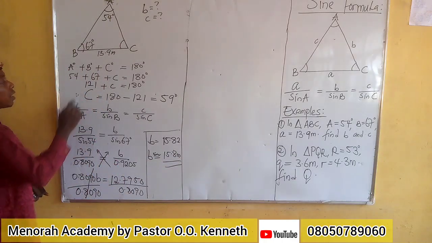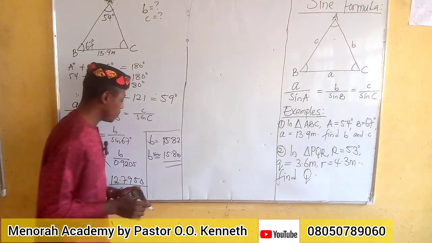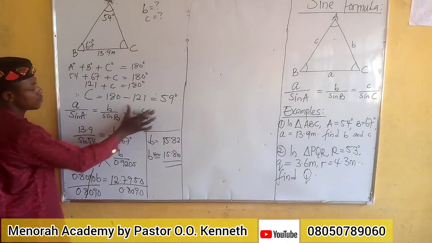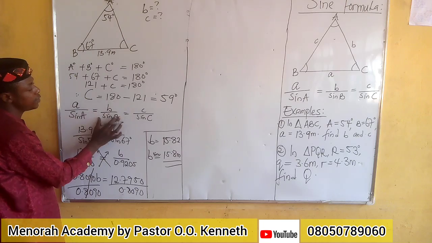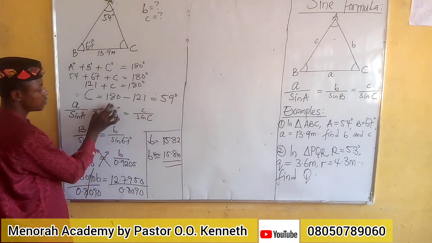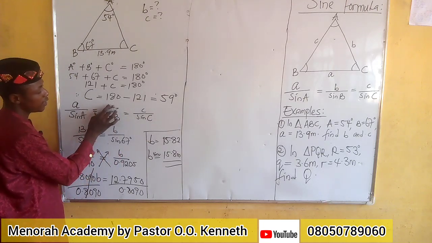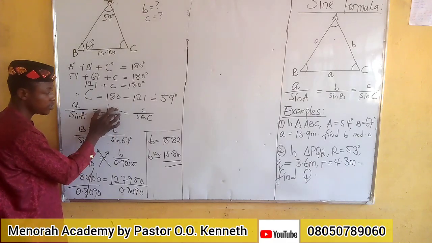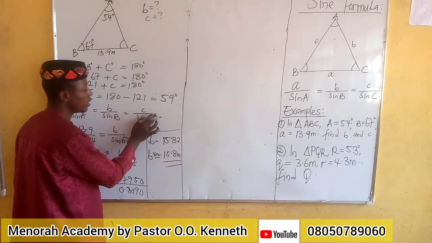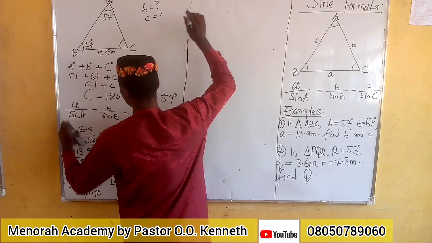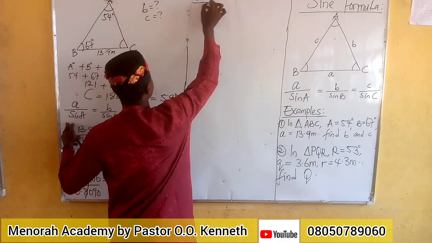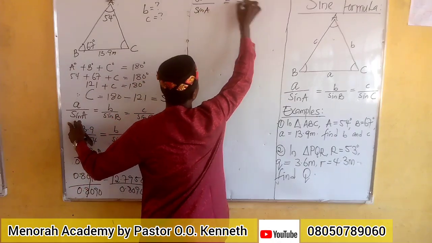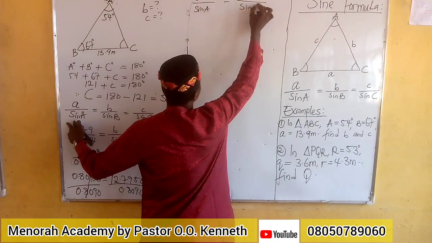Now we've gotten our B. Now that we have gotten our B, the next thing to find is our C. To find our C, you can either use the side of A and C, or you can use B and C, since the side of A and the angle of B are known already, so you can use this together with the side of C. So let me use A again. We have A all over sine A equal to C all over sine capital C.